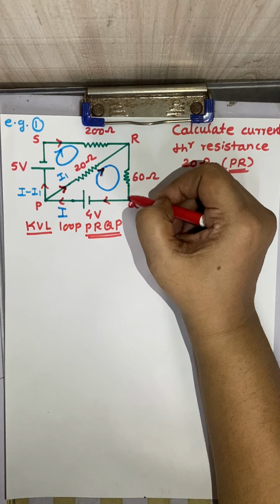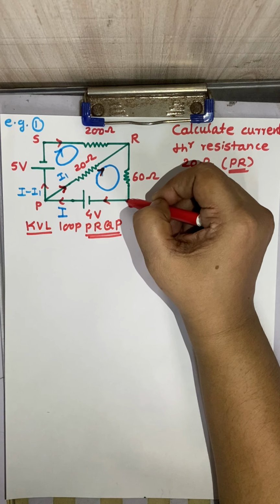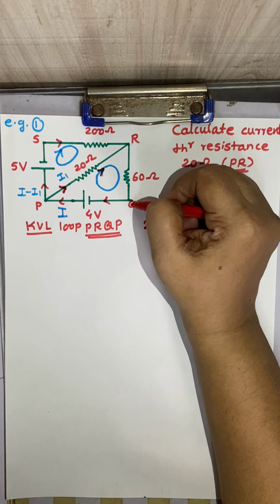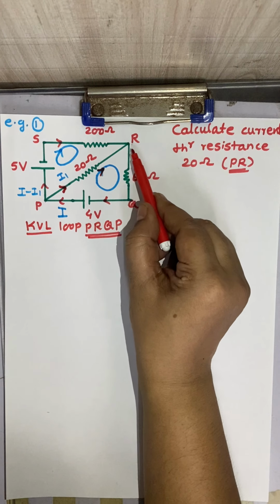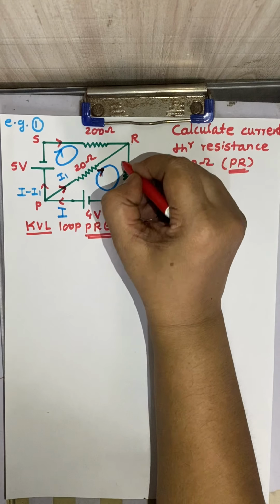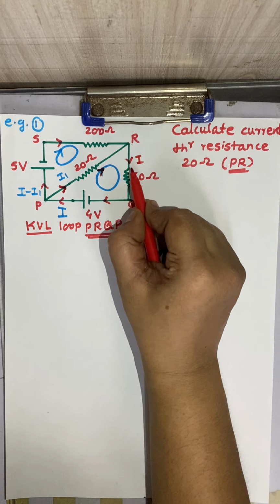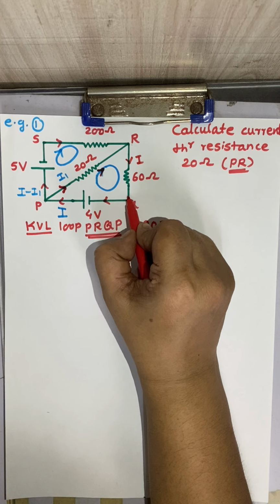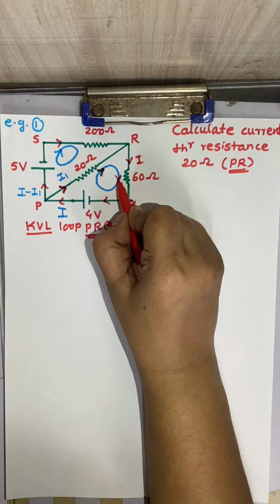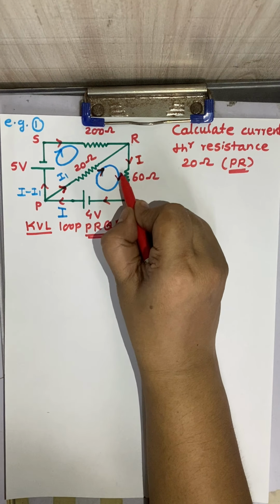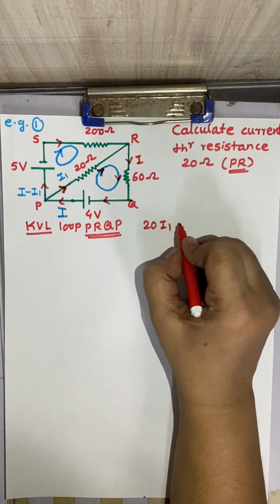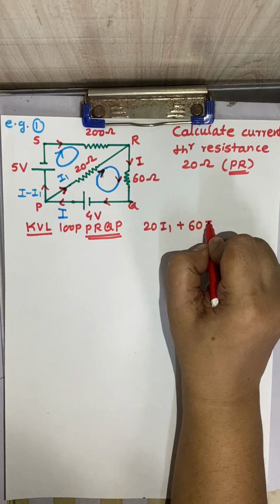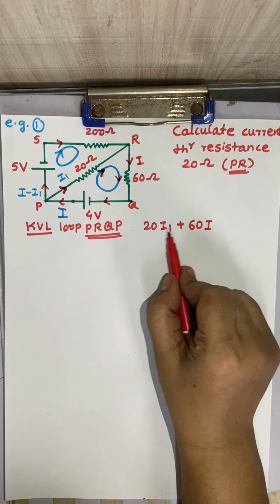Afterwards I will go for RQ, because in this branch there is also a current. Which current is flowing through this branch? Through this branch the current is I, because PR is a separate branch and RQP is a separate branch, and through the branch RQP the current flowing is I only. Suppose the direction of the current is I through 60 ohm, and the traversal is also clockwise, so both are in the same direction. So I will write here 60 I. This is the product of IR.